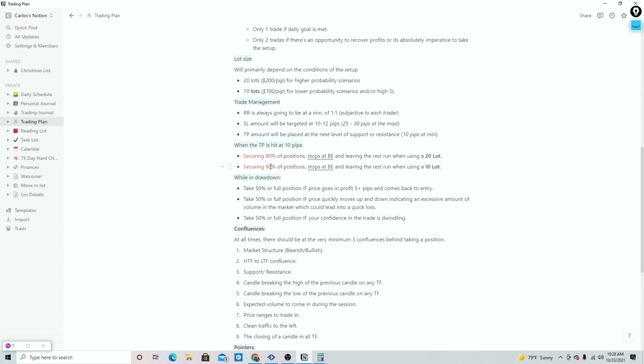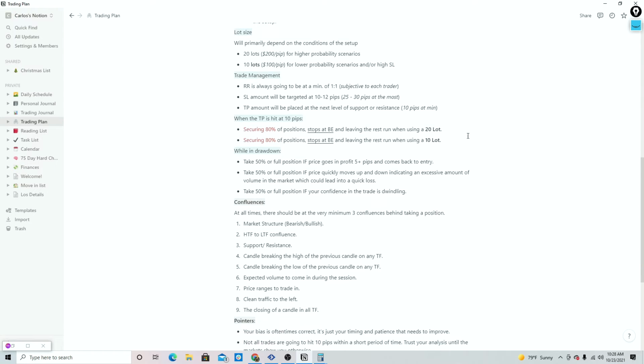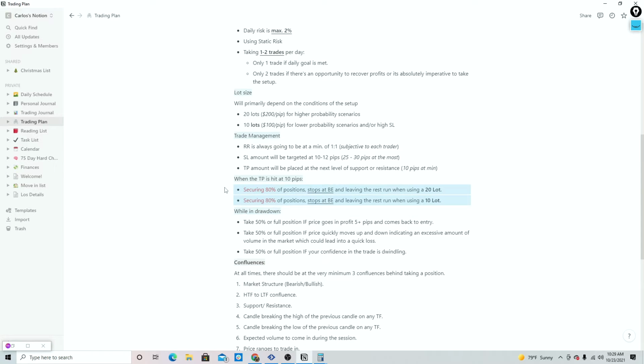Right, securing, I would say 50% of positions, right? Because if I'm using a 10 lot, I'm just trying to see how it moves. I'm trying to test my confidence level with the current setup, or whatever the case is, and just securing 50%. I don't know. Because if I'm using the 10 lot and I hit 10 pips, that's $1,000. You know what? I'm going to put 80%. There's no need. Securing 80%, leaving the rest 20% to continue going. Right? So these are my conditions when I am in profit.